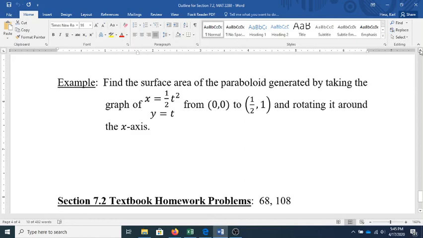Alright. Find the surface area of the paraboloid generated by taking the graph of x equals 1/2 t squared and y equals t from 0, 0 to 1/2, 1, and rotating it around the x-axis. I better jot that down.